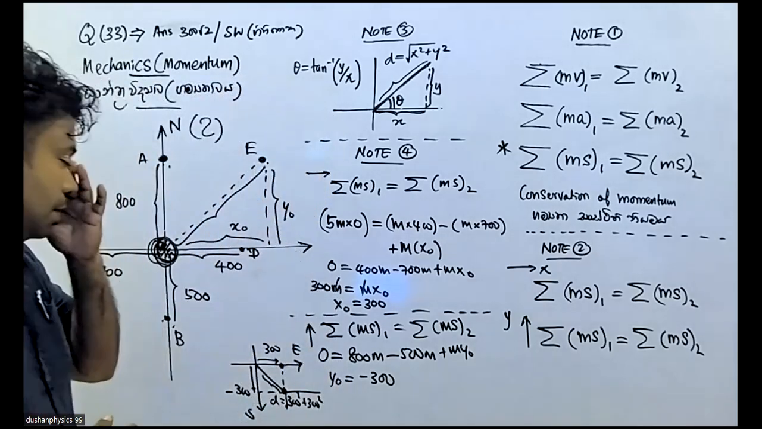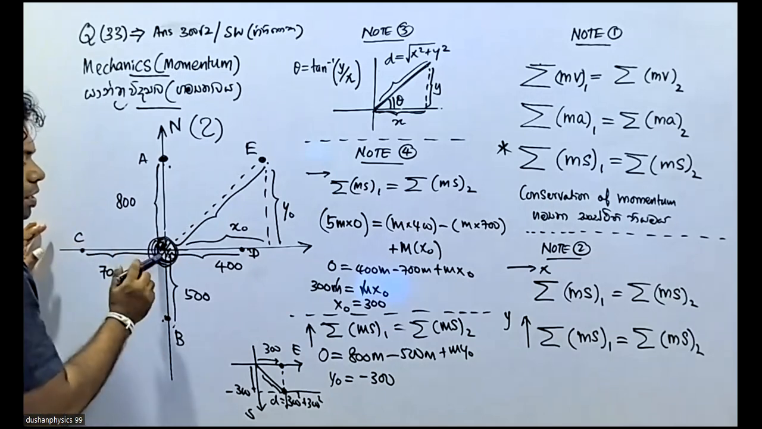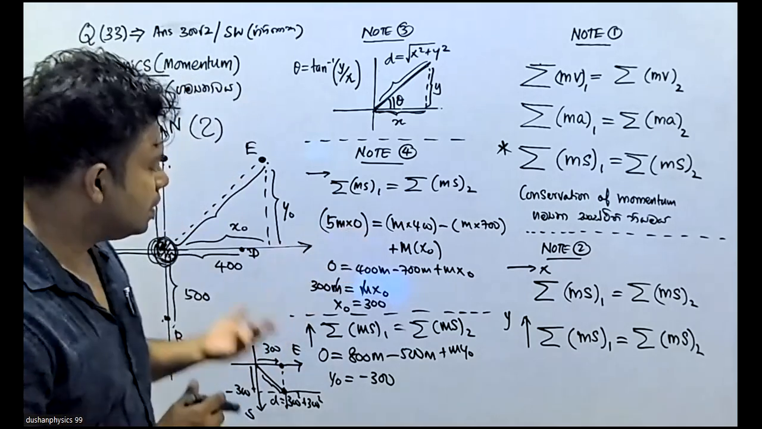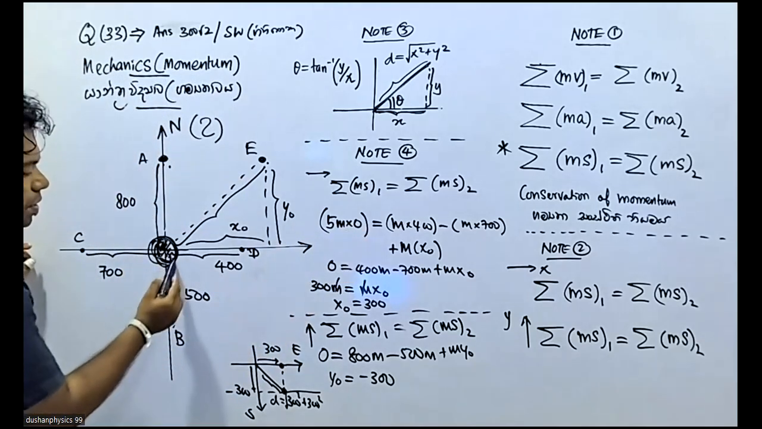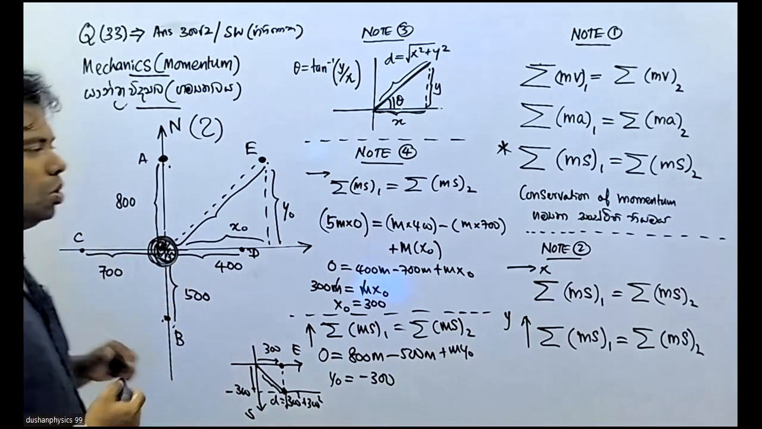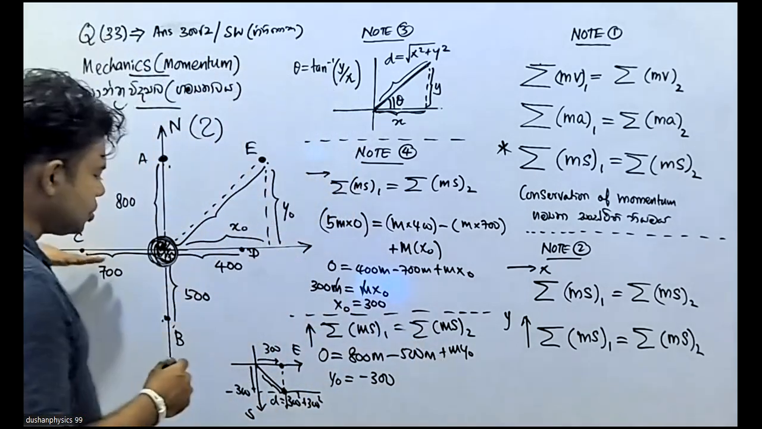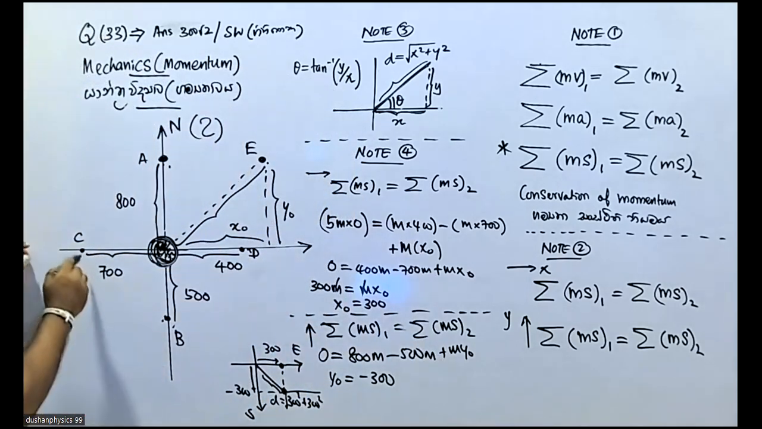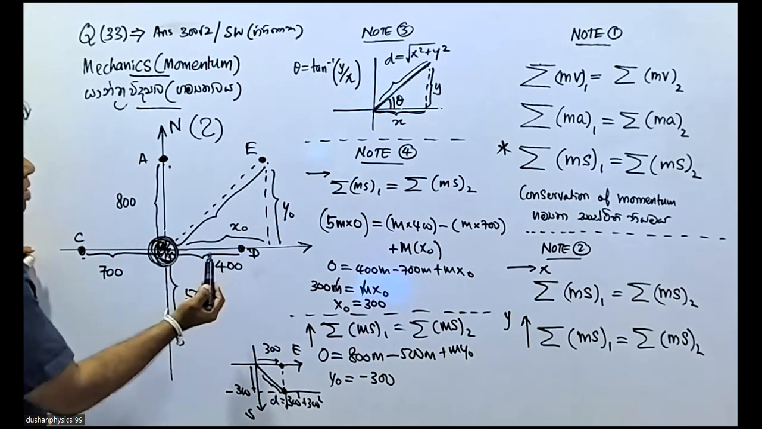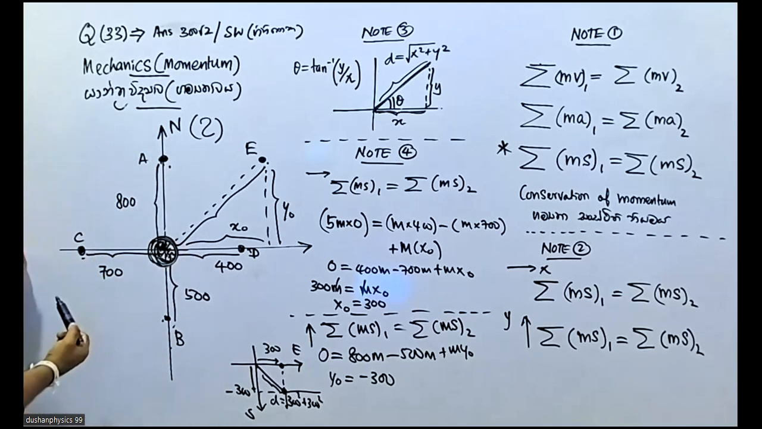Remember well, for it to break into 5 equal masses, the initial mass is 5m. That's why I have written 5m into 0. Why did I put 0? Because there is no particular distance. Equals, let's go to the x direction components. C and D are there. You can't take A and B because they are on the y axis.